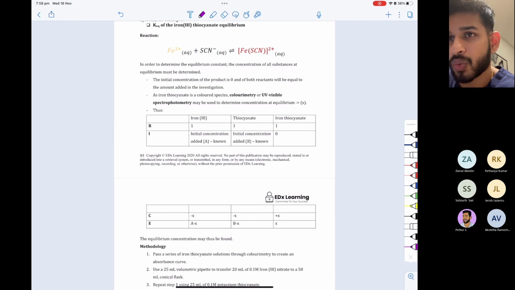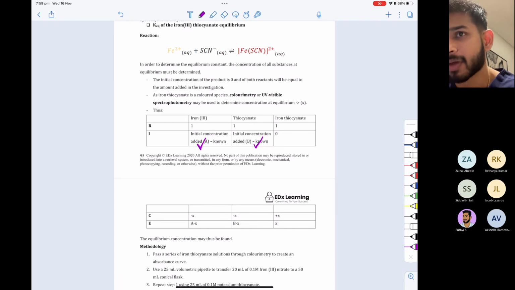So let's say I add 1 mole of iron nitrate, 1 mole of potassium thiocyanate in 1 liter of water. Let's keep it very simple, right? I straight away know my initial concentrations of iron and thiocyanate. And I've added 1 mole of iron 3, 1 mole of thiocyanate in 1 liter. So I know the initial concentrations. I've got these initial concentrations of iron and thiocyanate. Whatever I add is going to be the initial concentration.